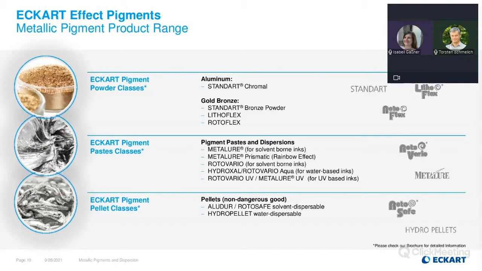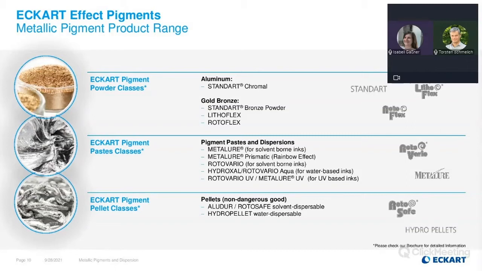Then, of course, for UV ink formulators, we offer a range of Rotovario UV grades, which are pastes stabilized in an acrylic monomer, for example, in order to prevent polymerization in the finished ink. Also, Metalure is available in such a UV-stabilized formulation. So there is a broad range of pastes for the formulators to formulate their own ink systems for different end users.